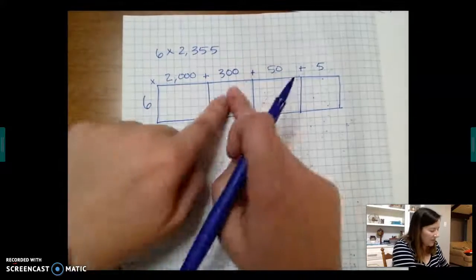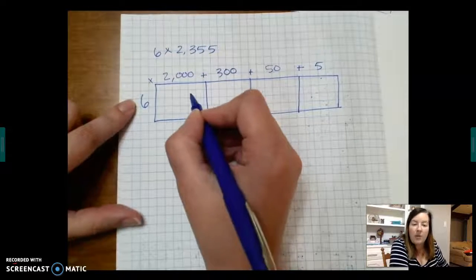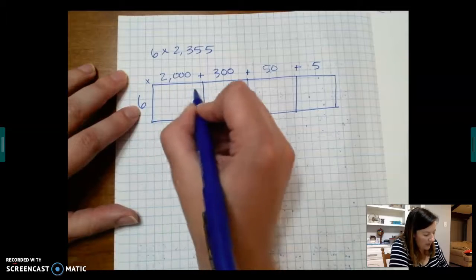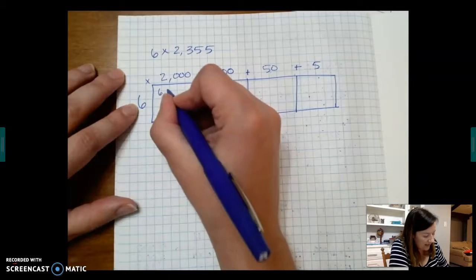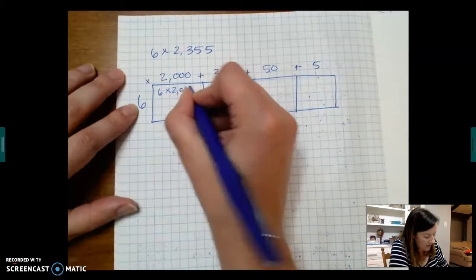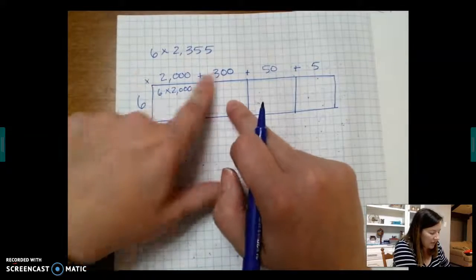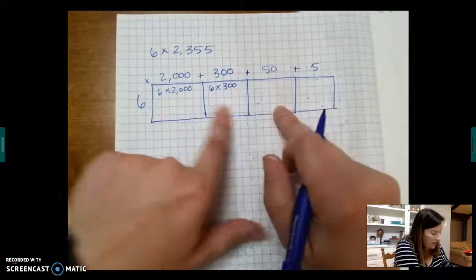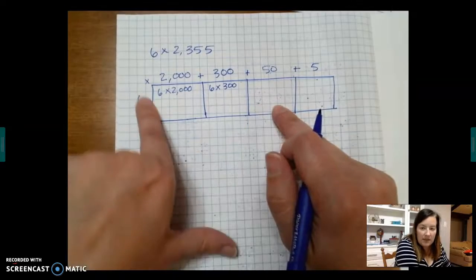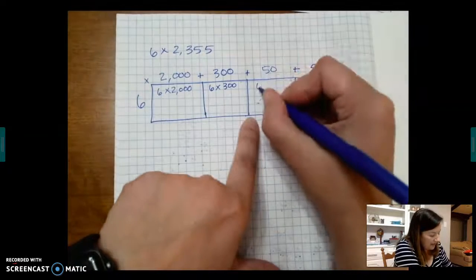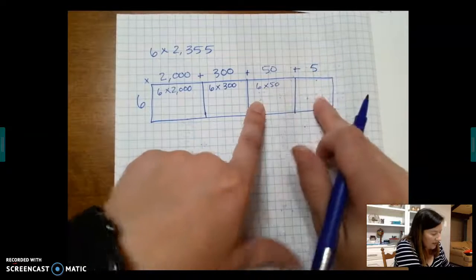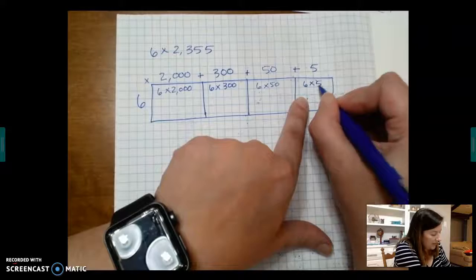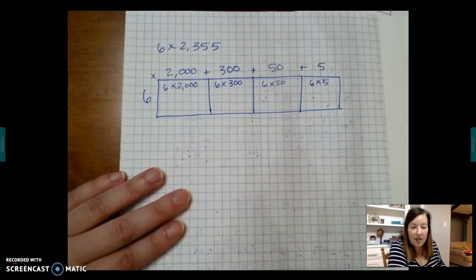So now for each of these boxes, we're going to write our multiplication problem across. Okay, so this one is going to be what times what? It's going to be 6 times 2,000. This box is going to be what times what? It's going to be 6 times 300. This one is going to be what times what? 6 times 50. And this one, last one, is what times what? 6 times 5. Now let's actually solve them.